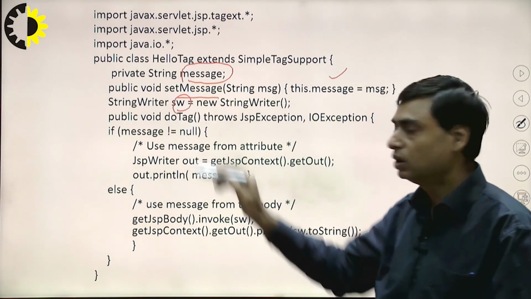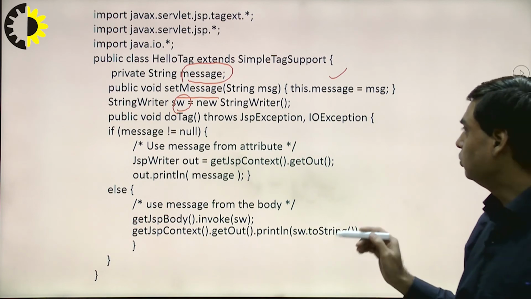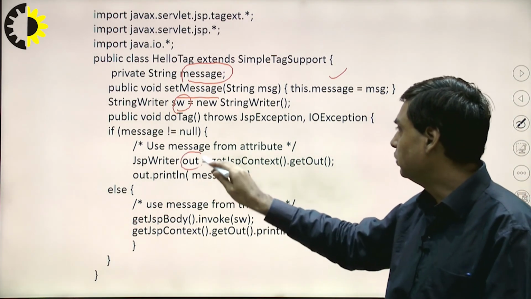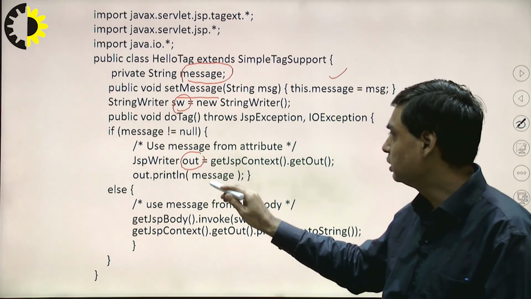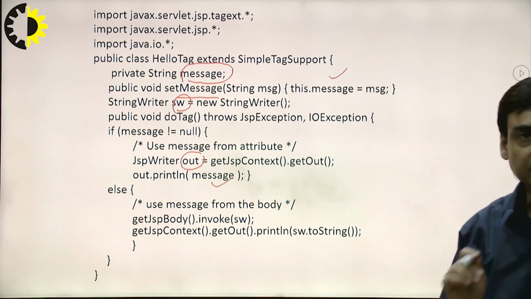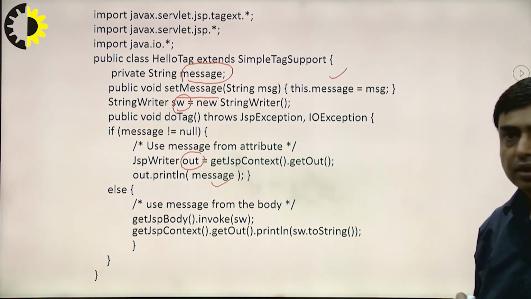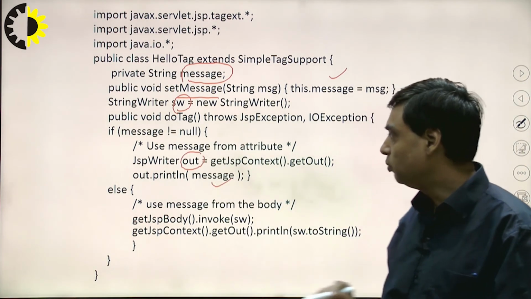SW is used for the body content of the tag, and we are using the out object, which is of JspWriter, to display the value. So it will display the message. Message is basically the attribute name. So it will display the message with out.println(message). If there is no attribute, that is message equals null, it will display the body part also.